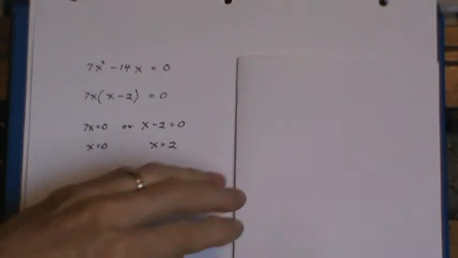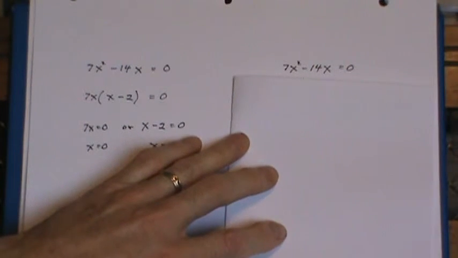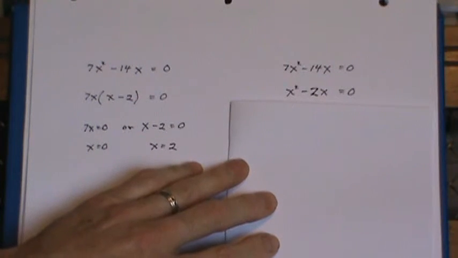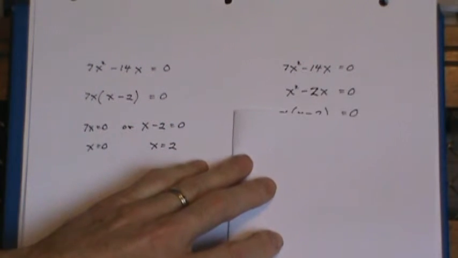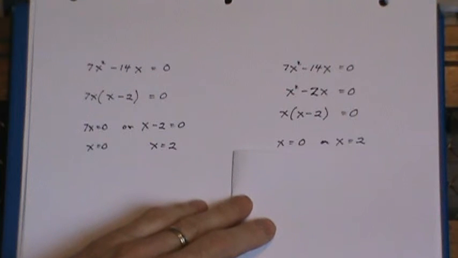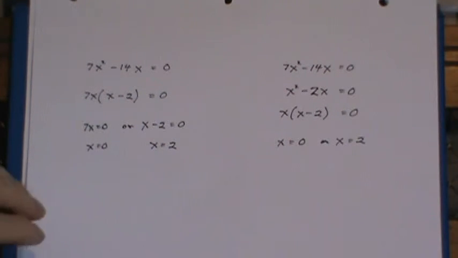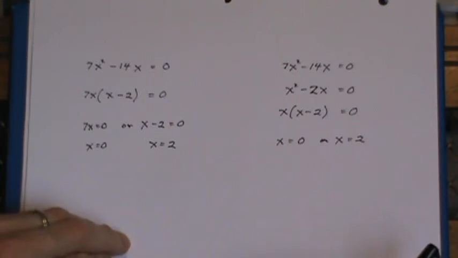If you don't want to do it that way, what you could do is you could take that same example, divide both sides by 7. You can always divide both sides by whatever you want. It's not going to change the fact that that's a 0 over there. Factor out the x. And you get the same answers as we did over here. So whether you keep the 7 or not, you're going to get the answers 0 or 2.